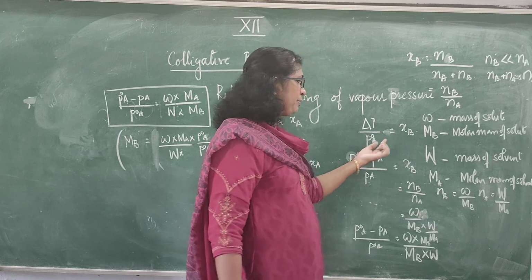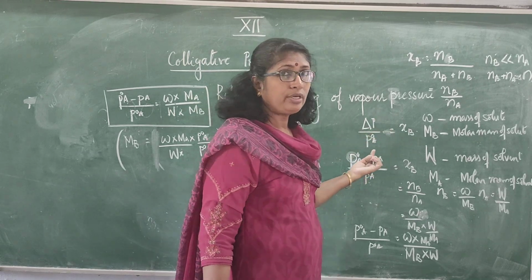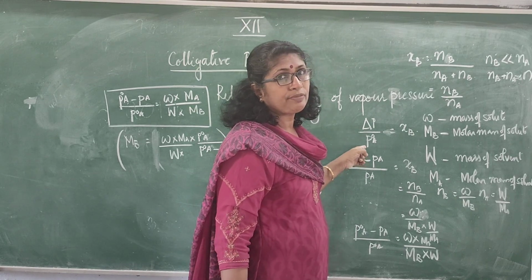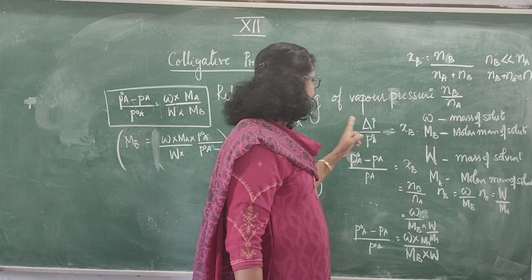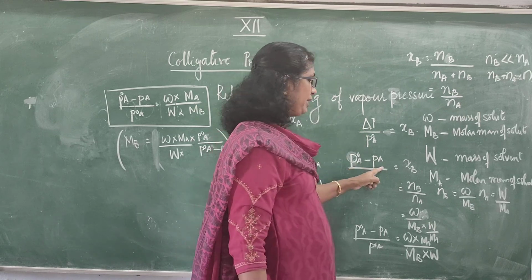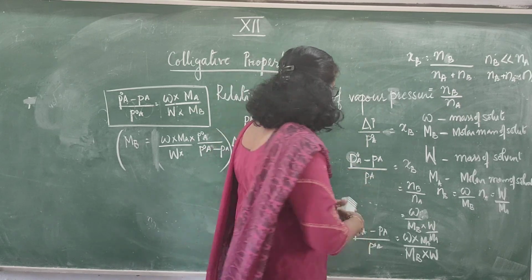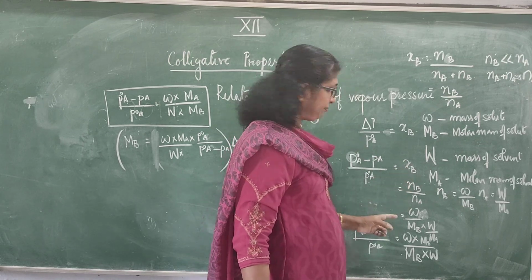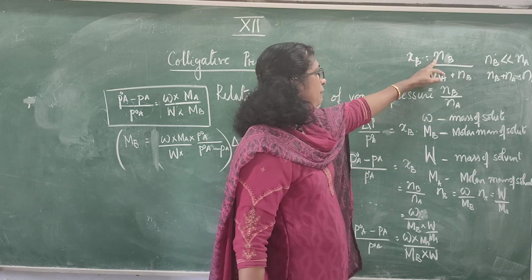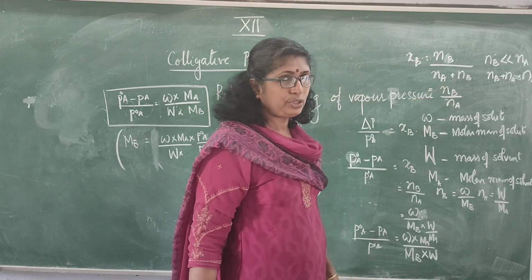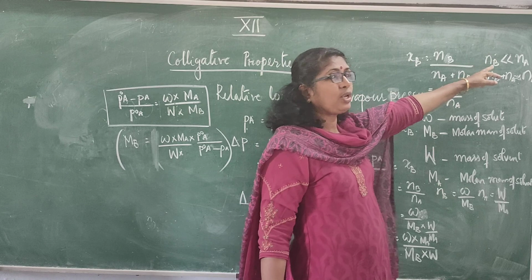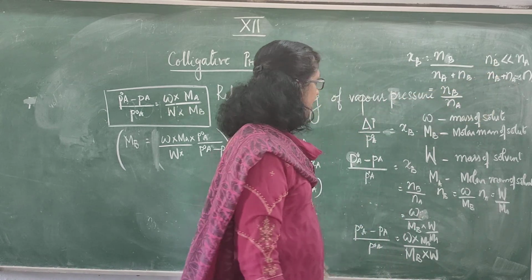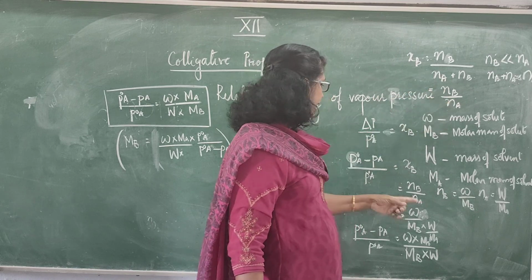And relative lowering of vapor pressure is this one, that is ratio of lowering of vapor pressure to the vapor pressure of the pure solvent. So delta P is again P naught A minus PA by P naught A is equal to XB. And what is XB? It is NB by Na plus NB. Since the solution is dilute, NB is much lower than Na. So you can write NB plus Na is equal to Na. So XB is equal to NB by Na.